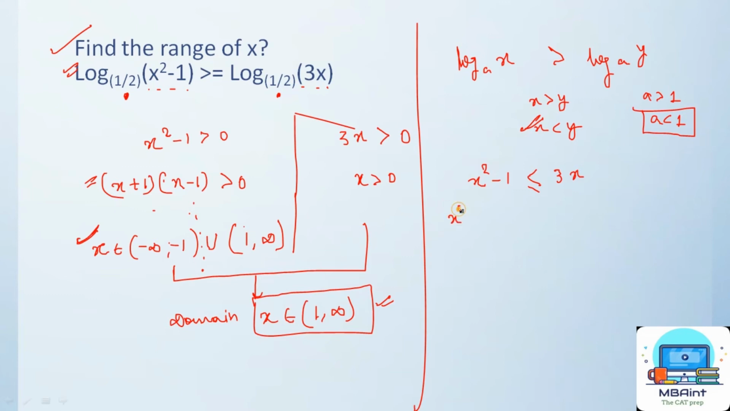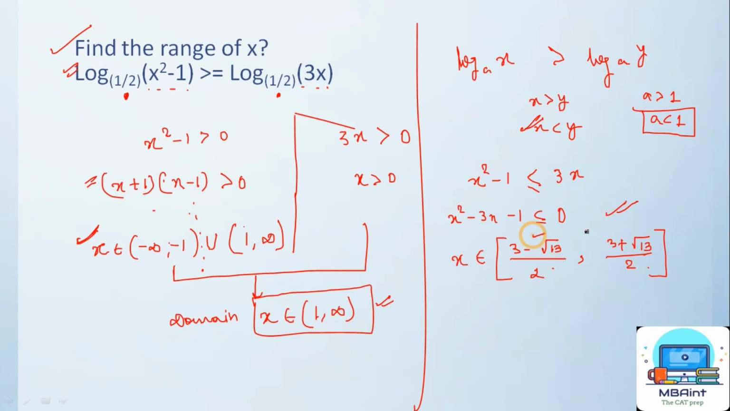This says that x square minus 3x minus 1 is greater than or equal to 0. So once you solve this, you will get the range, which should be 3 minus root 13 upon 2 and 3 plus root 13 upon 2, right? You can also draw this on a number line and see that it will satisfy between these two ranges, including these two boundaries, right?